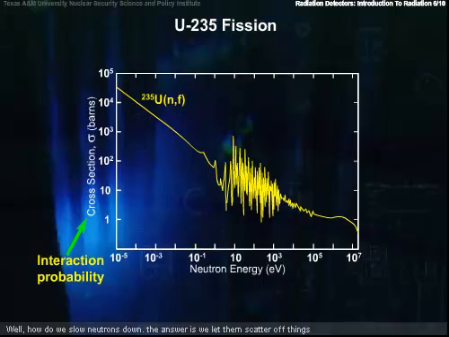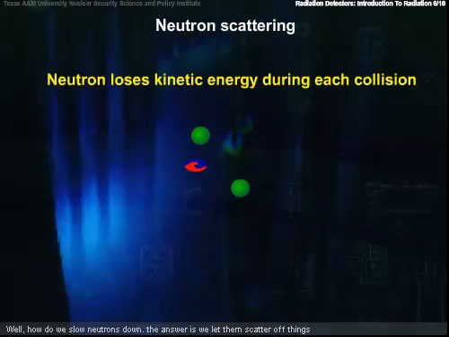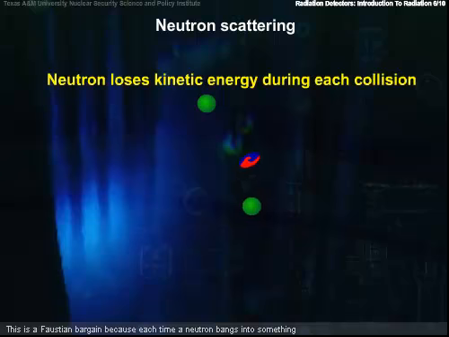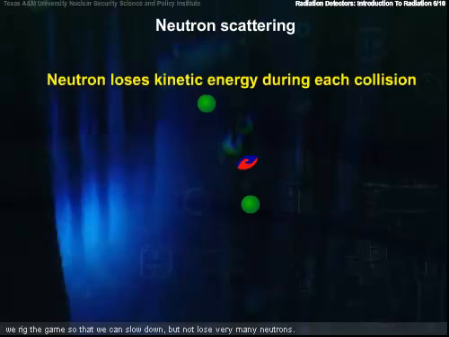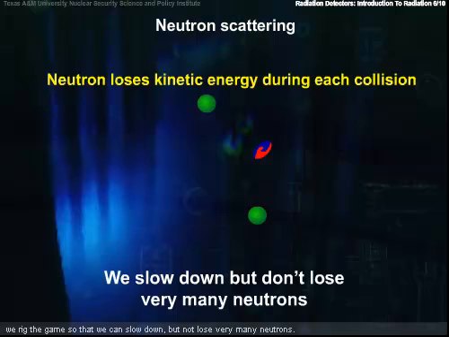Well, how do we slow neutrons down? The answer is we let them scatter off things. This is a Faustian bargain because each time a neutron bangs into something, it could also be absorbed and lost out of the chain reaction. This is what we nuclear engineers do. We rig the game so that we can slow down but not lose very many neutrons.